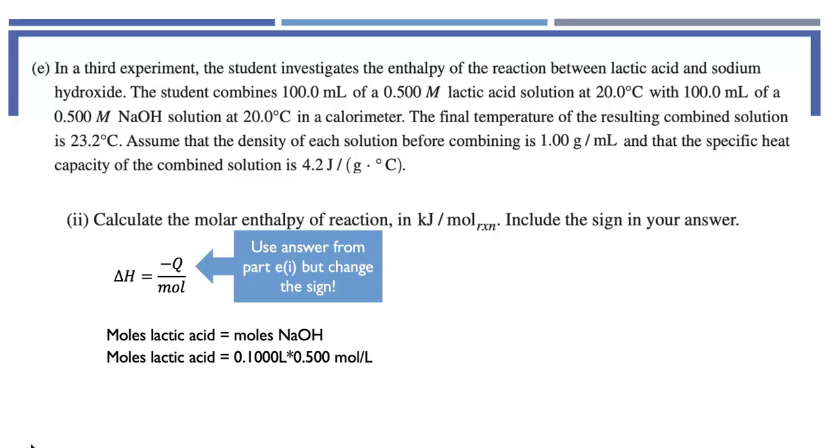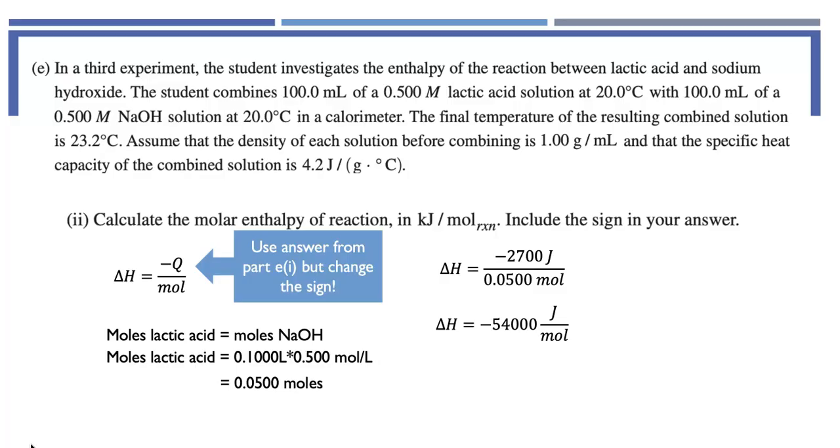So the moles of lactic acid would be 0.1 liters times 0.5 moles per liter, or 0.0500 moles. We know that to 3 sig figs. But we really only know Q to 2 sig figs. So we're going to put in our negative Q divided by the moles, and we get an answer of negative 54,000 joules per mole. Now, if you left it just like this, you'd probably be okay.